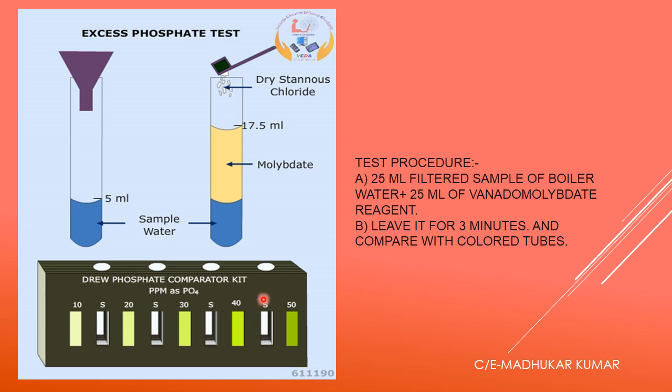You can see the comparator, like we have for hydrogen. So what is the procedure? A 25 ml filtered sample of the boiler water is mixed with 25 ml of vanadium reagent, or you can say phosphate reagent. Leave it for 3 minutes and compare with the color standards. Suppose you put the sample over here and compare with these two, and see which one is the nearest. If the nearest color match is 30, then the ppm is 30. So this is your excess phosphate test.